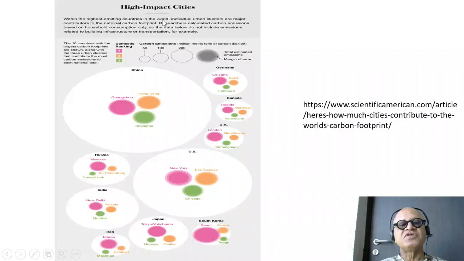The cities also have disproportionately high impacts in terms of their emissions. We have seen this before. So this is the 10 countries with largest carbon footprints shown here, with the 3 urban clusters that contribute most to the carbon emissions in each nation totally. So this is the domestic ranking. These are the carbon emissions with total estimated emission with some error. China: Shanghai, Hong Kong, Guangzhou. Russia: Moscow. India: New Delhi, Kolkata, Mumbai. Tehran, Japan, US, Germany, Canada, and UK.